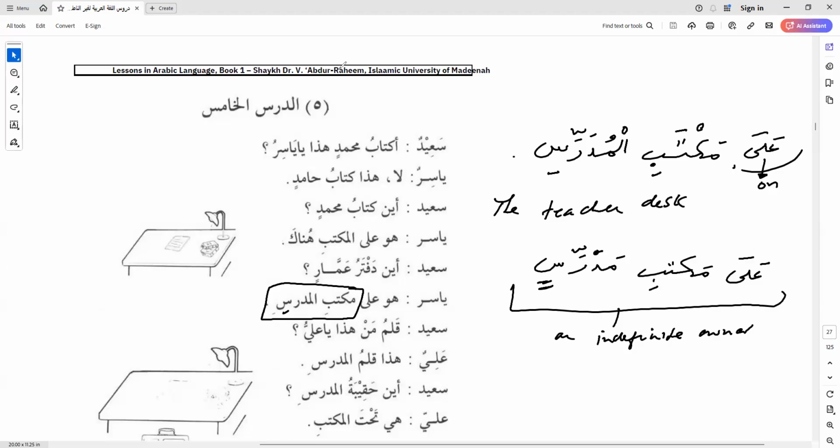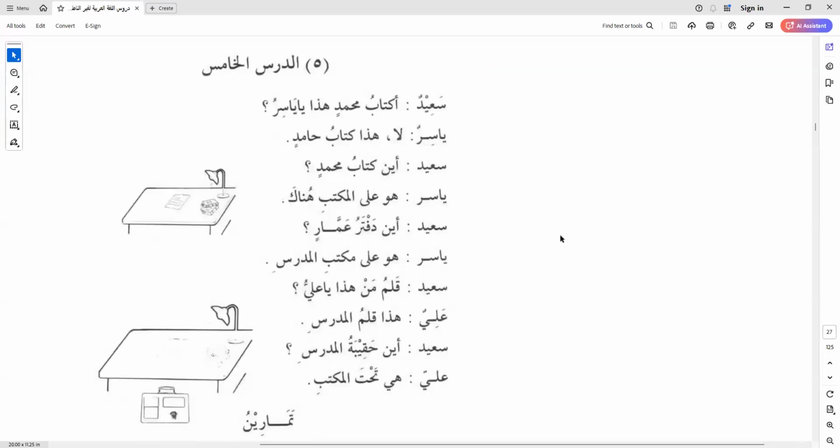Sa'id. Let's look at what Sa'id is saying: قلم من هذا؟ Whose pen is this? Now, that is also another way of possession. Now we're finished with mudaf, mudaf ilayhi. We are trying to use man. Man. So if you are trying to use whose, that's a possessive pronoun.